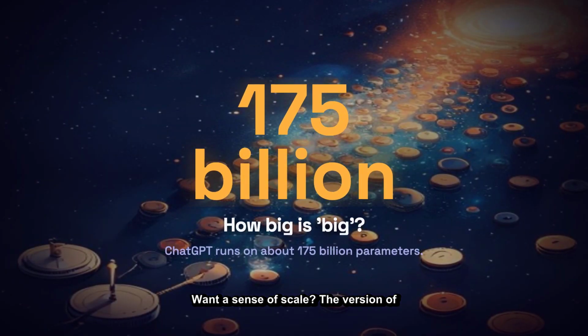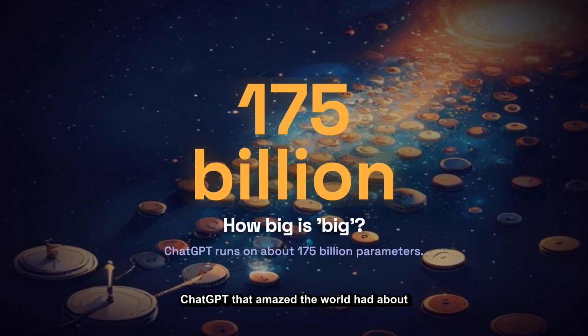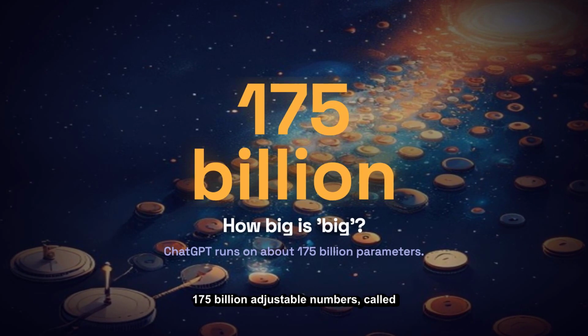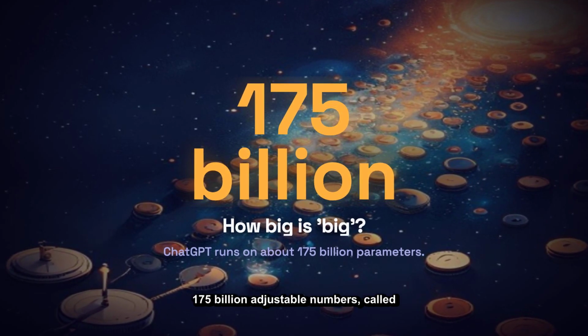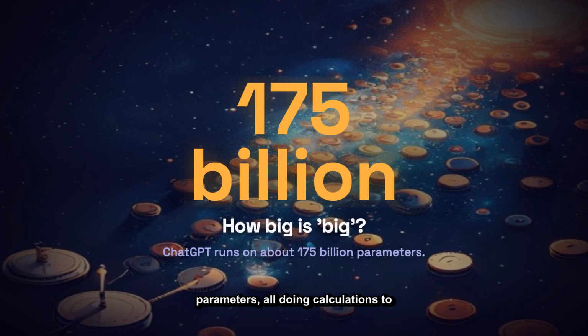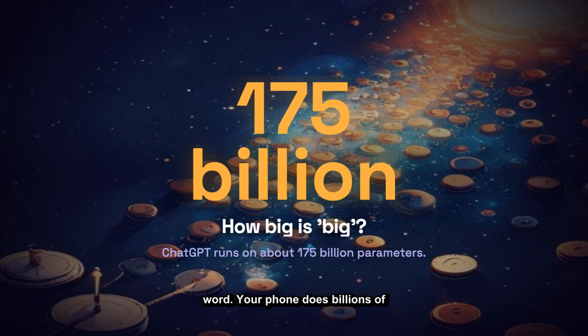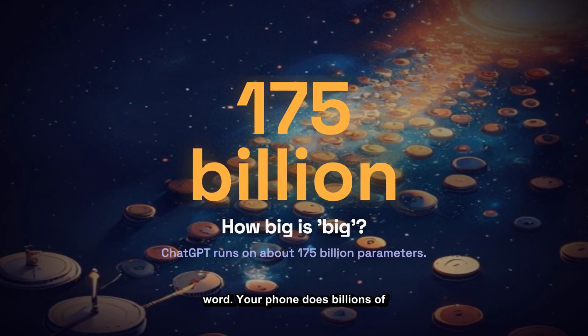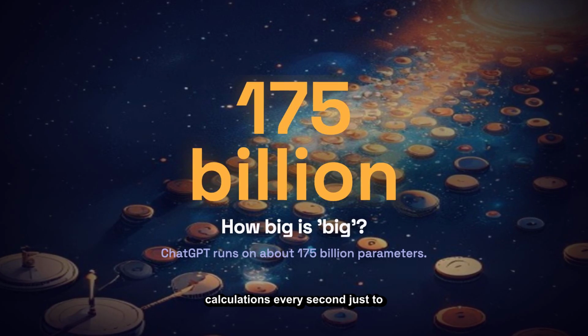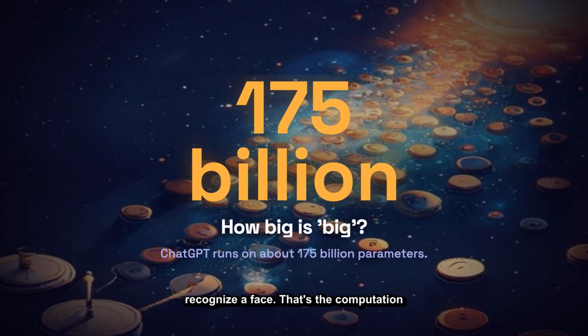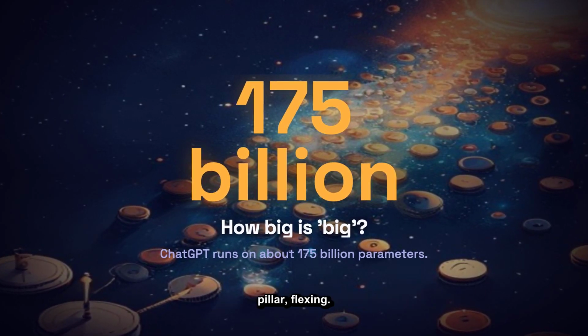Want a sense of scale? The version of ChatGPT that amazed the world had about 175 billion adjustable numbers, called parameters, all doing calculations to predict one thing: the most likely next word. Your phone does billions of calculations every second just to recognize a face. That's the computation pillar, flexing.